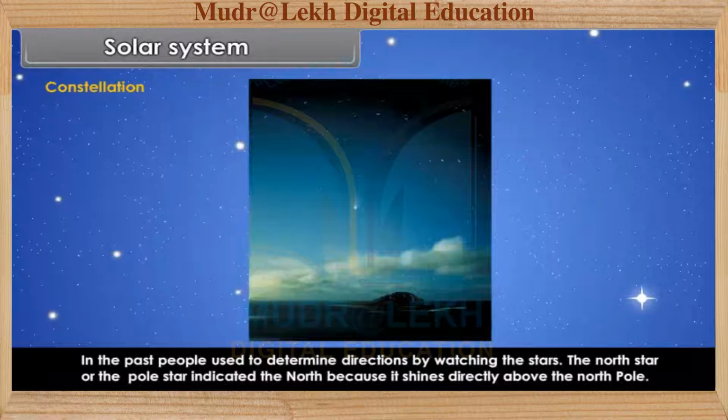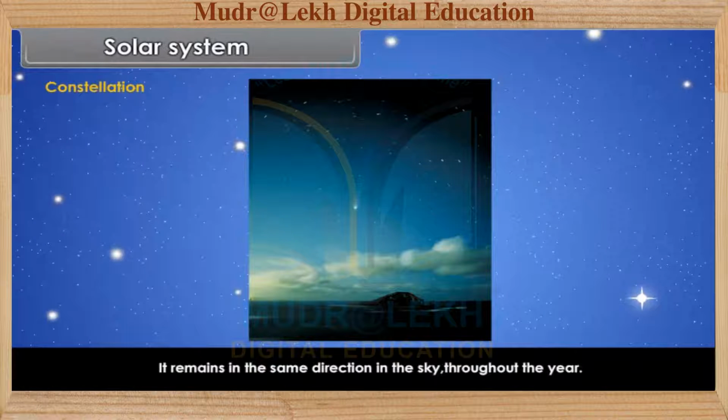In the past, people used to determine directions by watching the stars. The North Star or the Pole Star indicated the north because it shines directly above the North Pole. It remains in the same direction in the sky throughout the year.